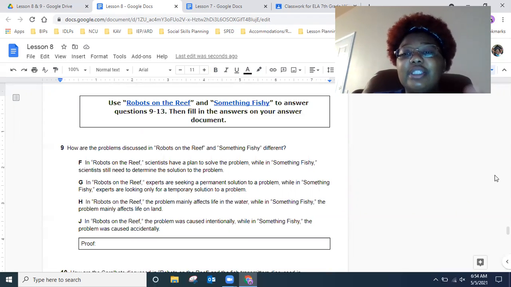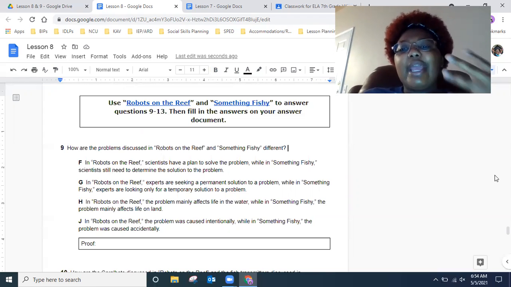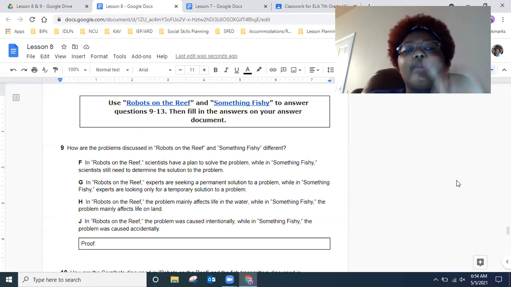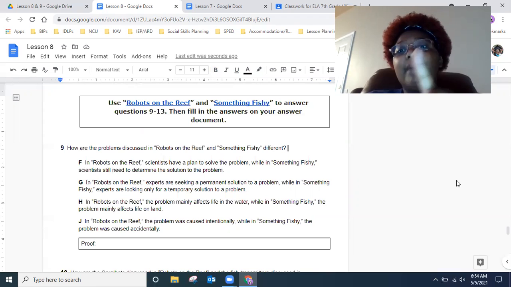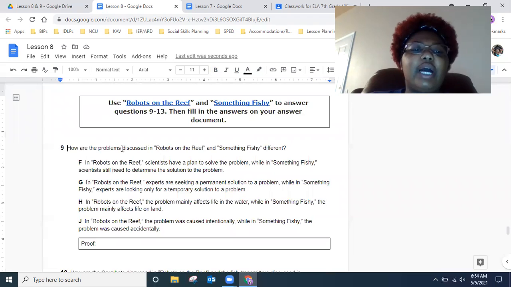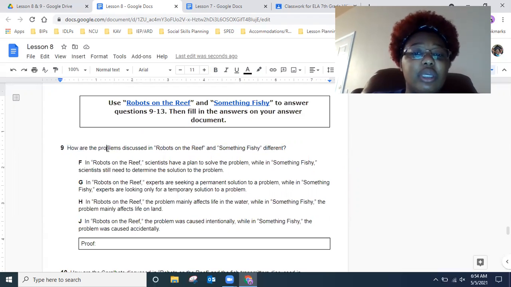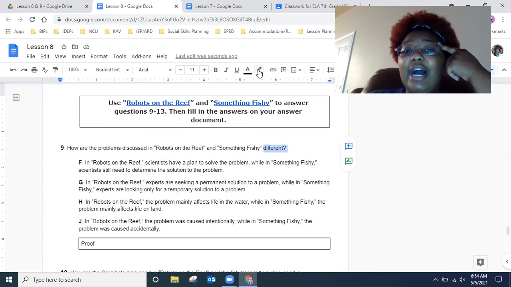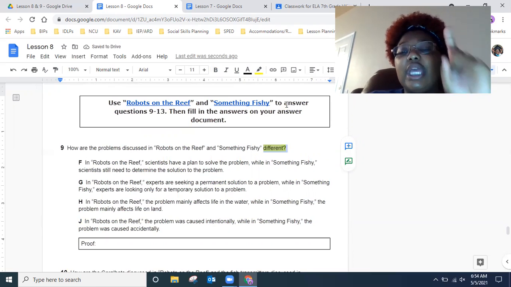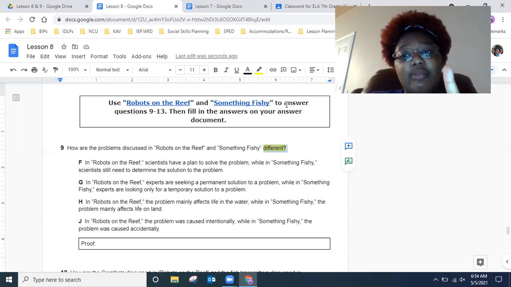I'm going to help you learn how to analyze the question to be able to answer the paired passage questions. I'm going to analyze question 9, and then I'm going to help you answer a question from lesson 7. Question 9 says, how are problems discussed in Robots on the Reef and Something Fishy different? So I know I'm talking about problems, and I know I'm talking about the differences. That means in my head, I need to make sure that whatever answer choice I choose is a difference and not a similarity.